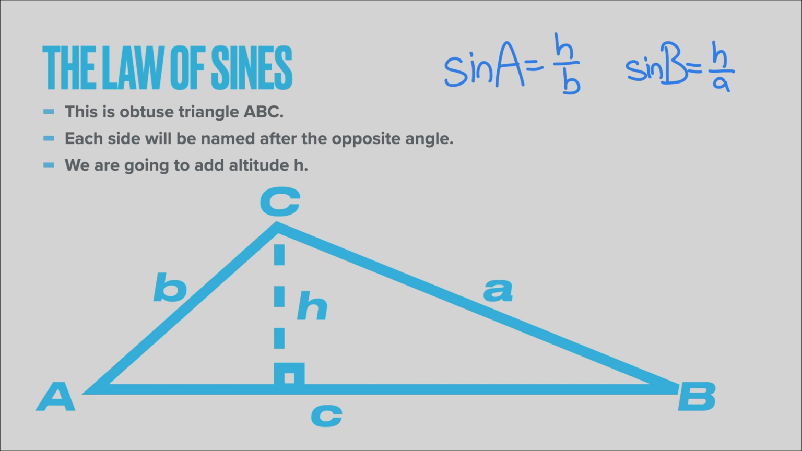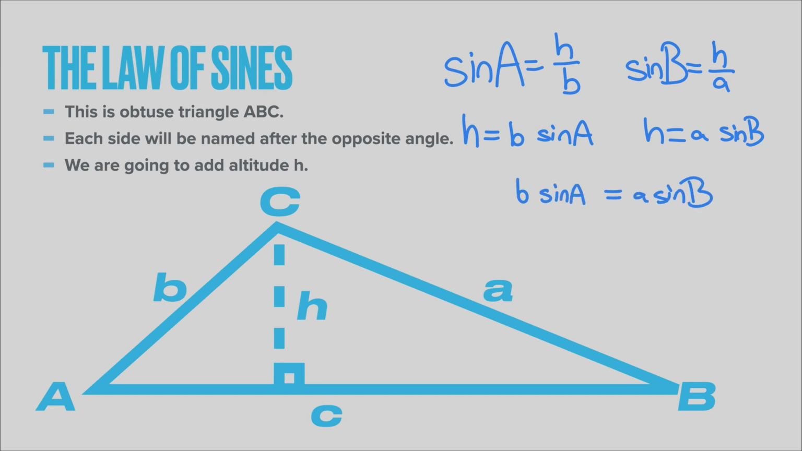Now here's the thing. If I wanted to solve for H on each of these, I would multiply both sides by B for sine of A equals H over B, and for the other one, I would multiply both sides by A. So I would end up getting that H is equal to B times the sine of A, but also H is equal to A times the sine of B. And since both of these are equal to H, that means, based off of transitive, that both of them are equal to each other. So B sine of A is equal to A sine of B.